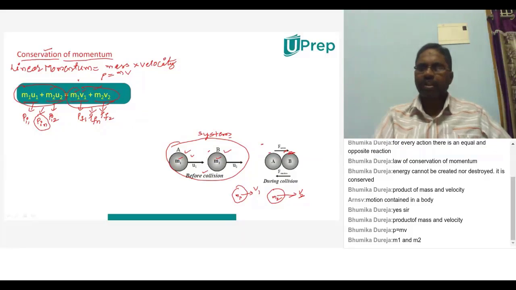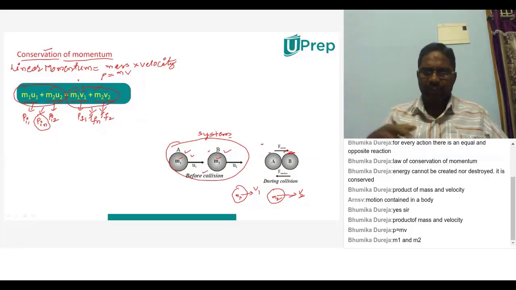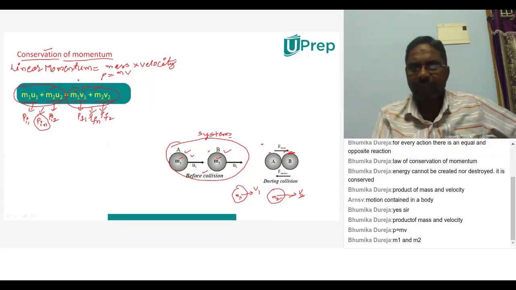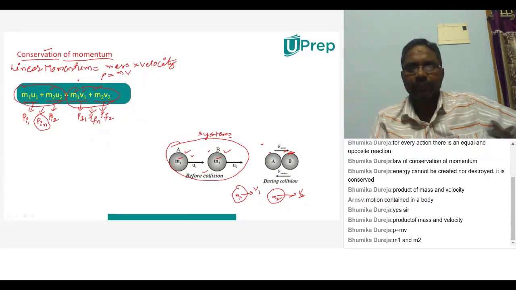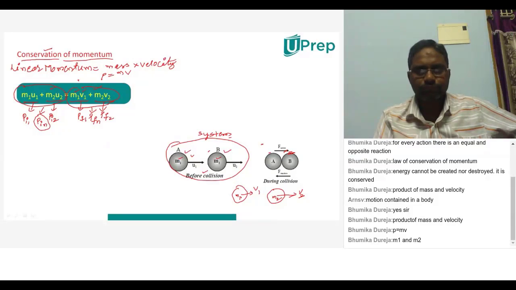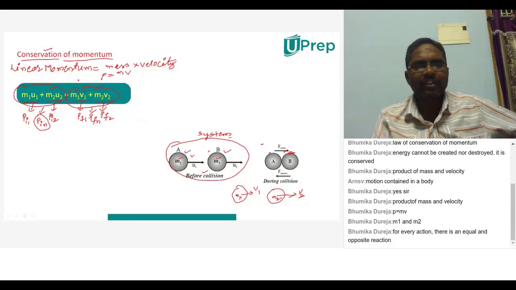Tell me what is Newton's third law of motion again. So let us recap it. If you recap it several times, you can remember it easily. Tell me what is Newton's third law of motion, Sahas? Sahas: Yes, sir. Every action has an equal and opposite reaction. Very good. Every action will have an equal and opposite reaction.